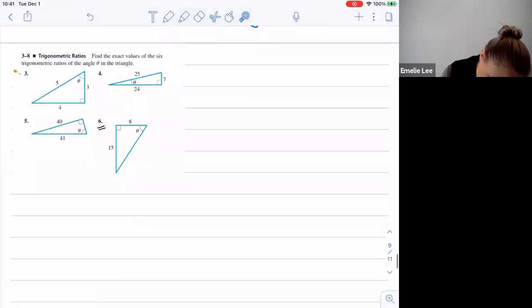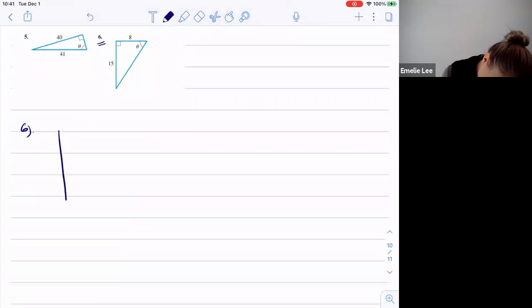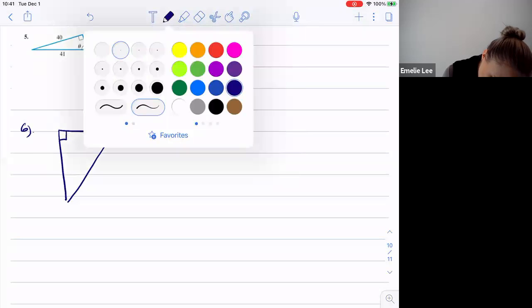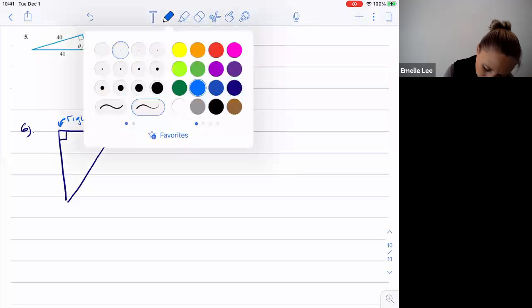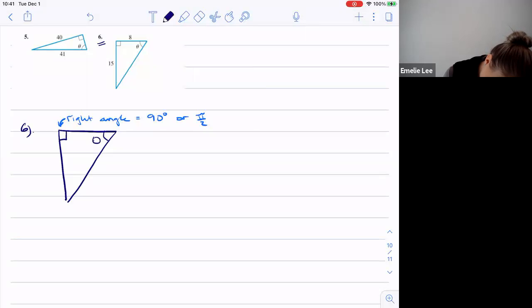So for 6, we've got something like this. This square means it's a right angle, which is 90 degrees, or pi over 2 if you want. We're given that this angle is going to be theta. This distance is 8 and this distance is 15.